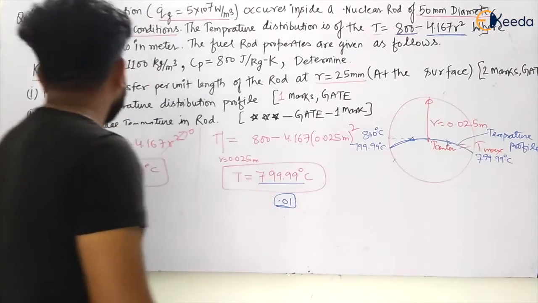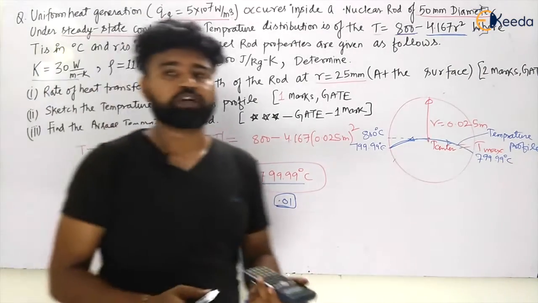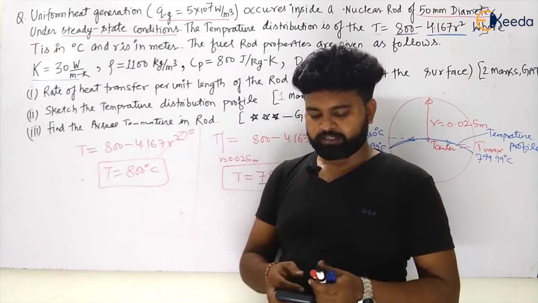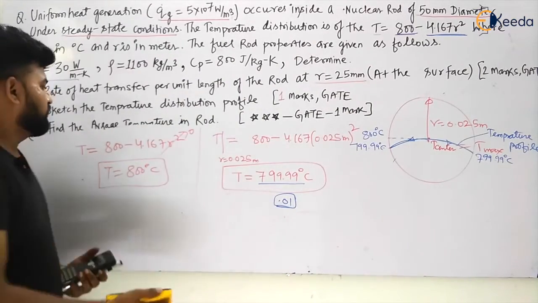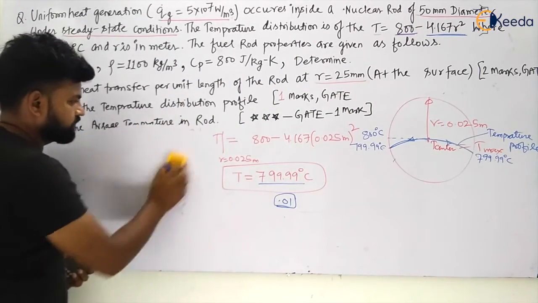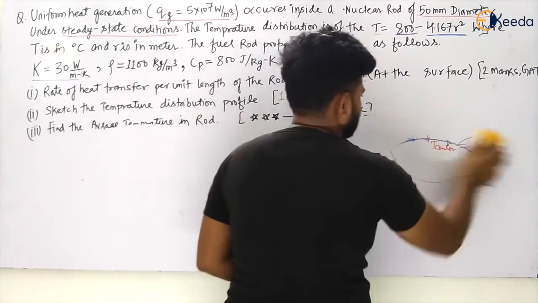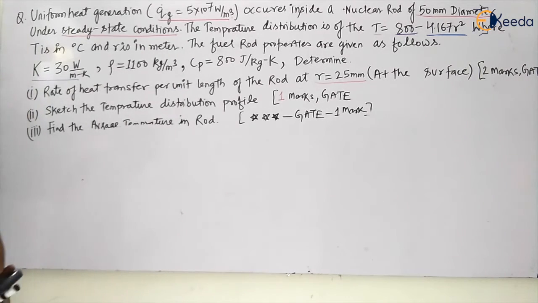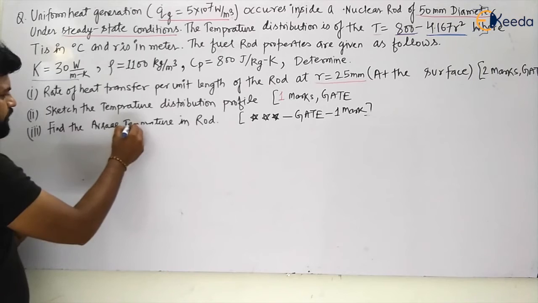Now let us move on to the next, which is to find the average area in the rod. So now we have to calculate the average area in the rod. Sorry, not area, that is the temperature in the rod, the average temperature in the rod. So let us calculate the average temperature.